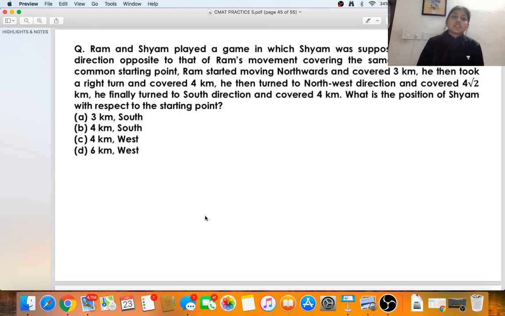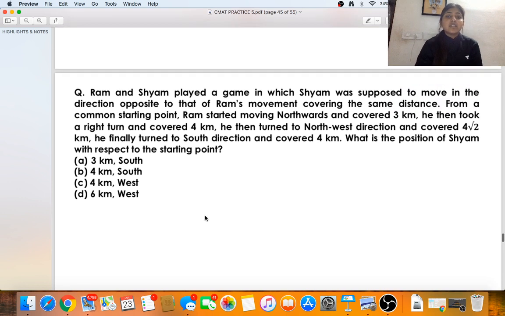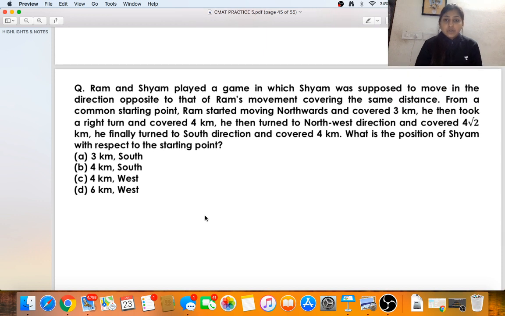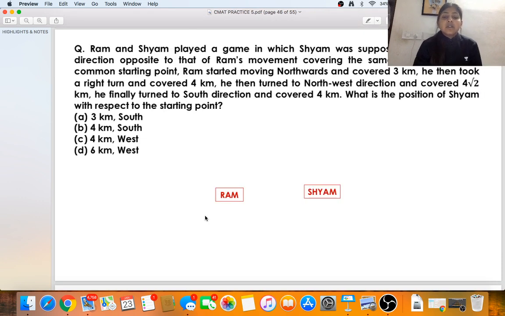Next question. So this was there in the test. Ram and Shyam played a game in which Shyam was supposed to move in a direction opposite to that of Ram's movement, covering the same distance. From a common starting point, Ram started moving towards north and covered 3 kilometers. Okay, so we'll take this diagram for Ram and Shyam. So Ram started going towards north and he covered 3 kilometers.